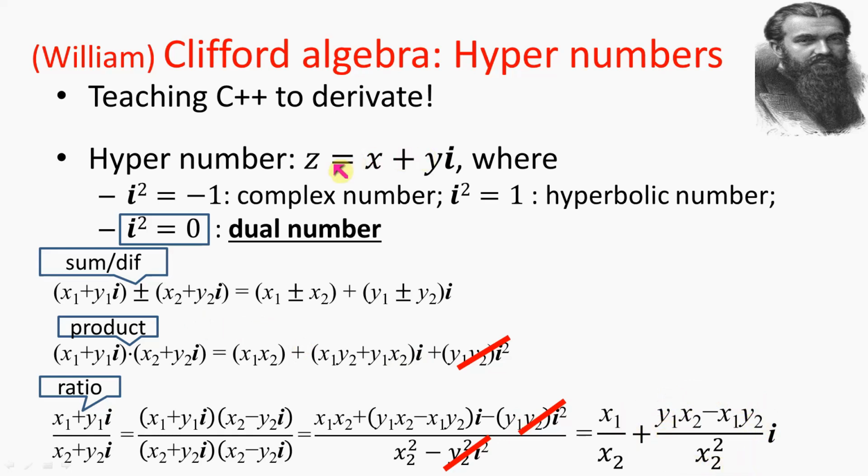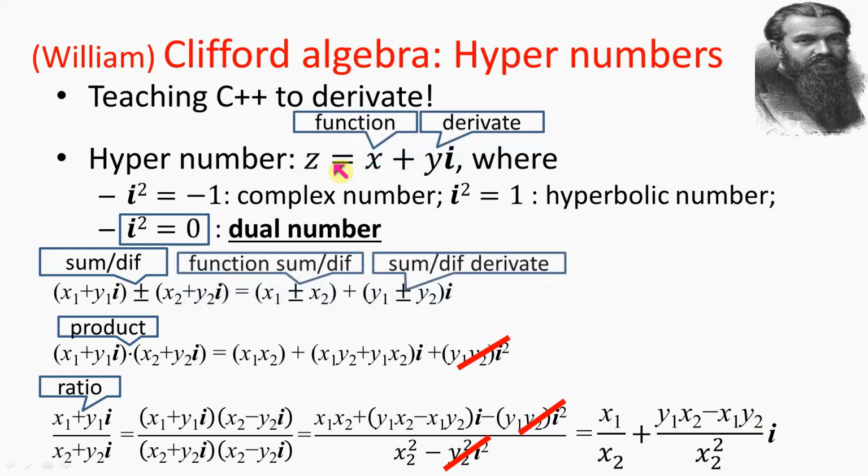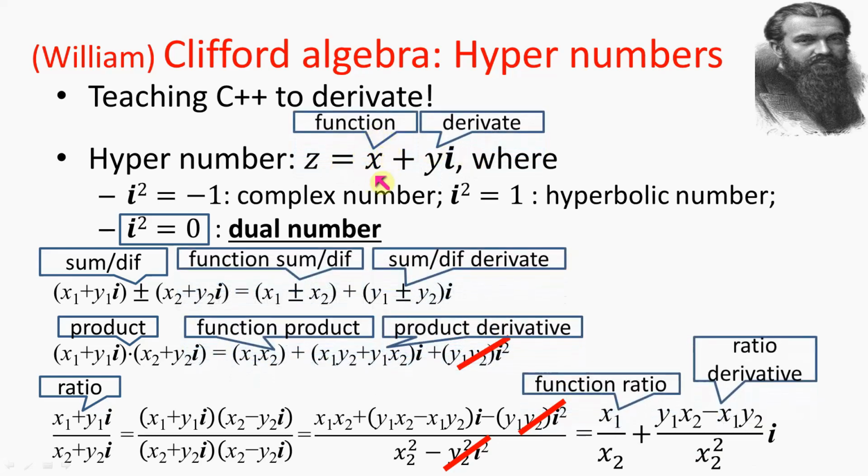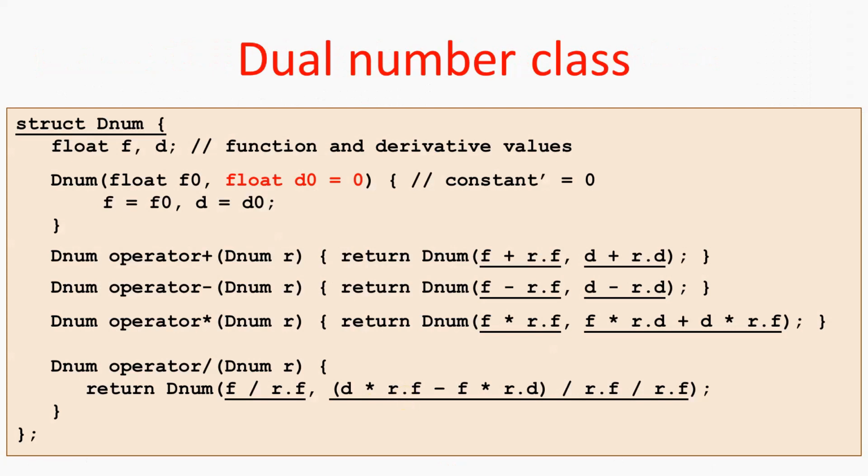So it means that our hypernumber can be interpreted as a function in the real part and its derivative inside the imaginary part. The arithmetic rules of dual numbers will be exactly analogous or equivalent to the arithmetic rules of derivatives. This can be implemented in a dual number class, which is very similar to a complex number class, but multiplication and division should be evaluated differently.